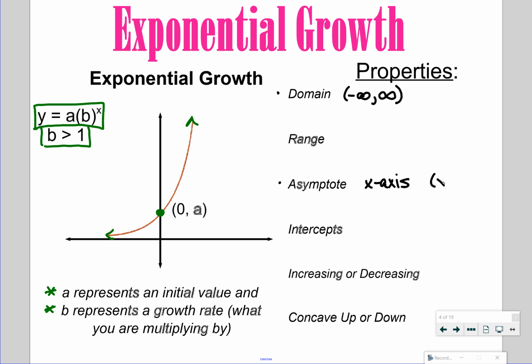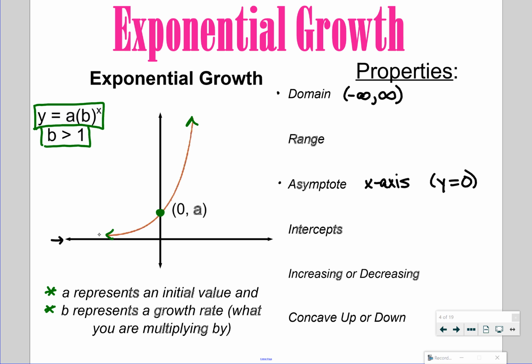Or we could say that's the equation of the line y equals 0, a horizontal line at 0, which is right here. Okay, so you can see it kind of looks like my graph is getting close to that. And in fact, if you graph an exponential growth function in your calculator, it's almost going to look in the calculator like it does touch the x-axis. But actually what's happening is it's getting infinitely close to the x-axis.